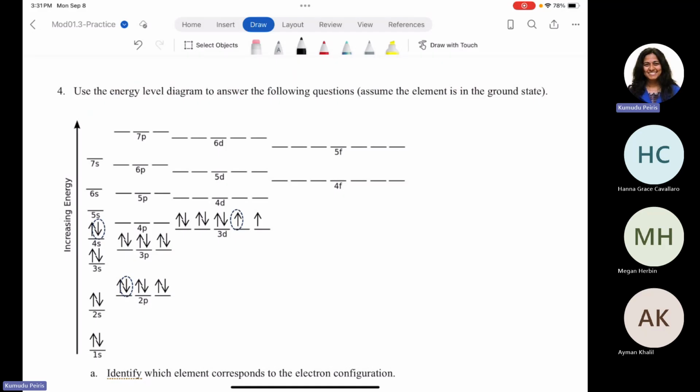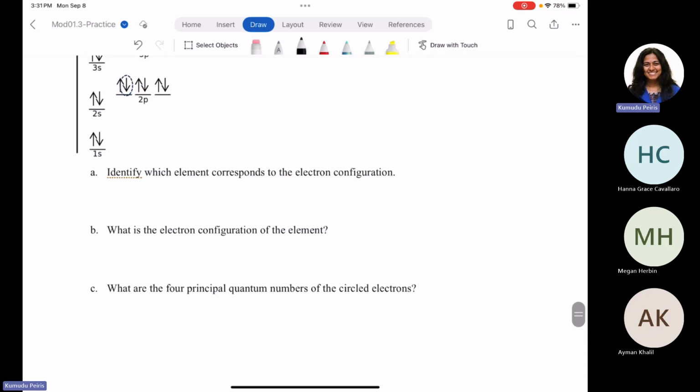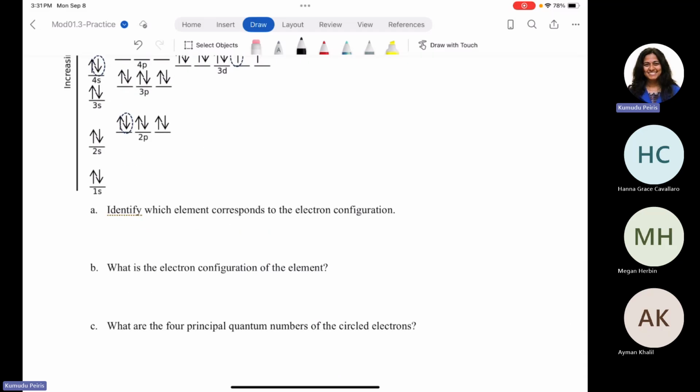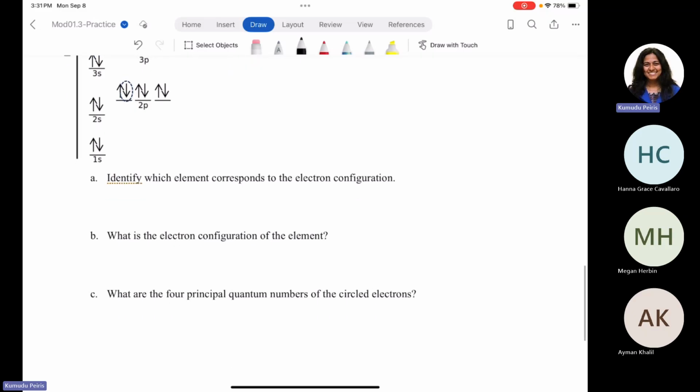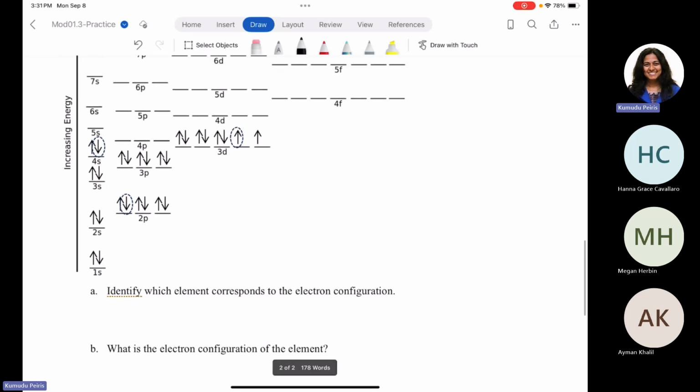Here, this is a very good question where you are given the energy level diagram and you will see some electrons filled in. For the ground state, it says it is ground state, so that's a neutral atom. You will have a set of questions below the energy diagram, and you will use the information given with the energy level diagram to answer these questions. The first question: identify which element corresponds to the electron configuration.